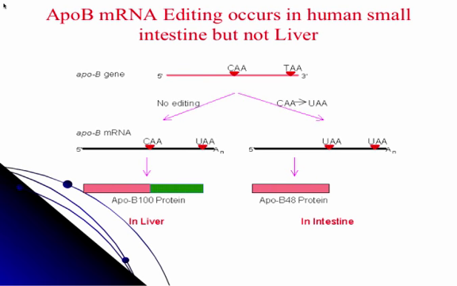In the intestine, how do we get B48 and chylomicrons? ApoB gene is transcribed, it's edited. So in the liver, the C is changed to U. Sorry, in the nucleus. Sorry, in the nucleus.